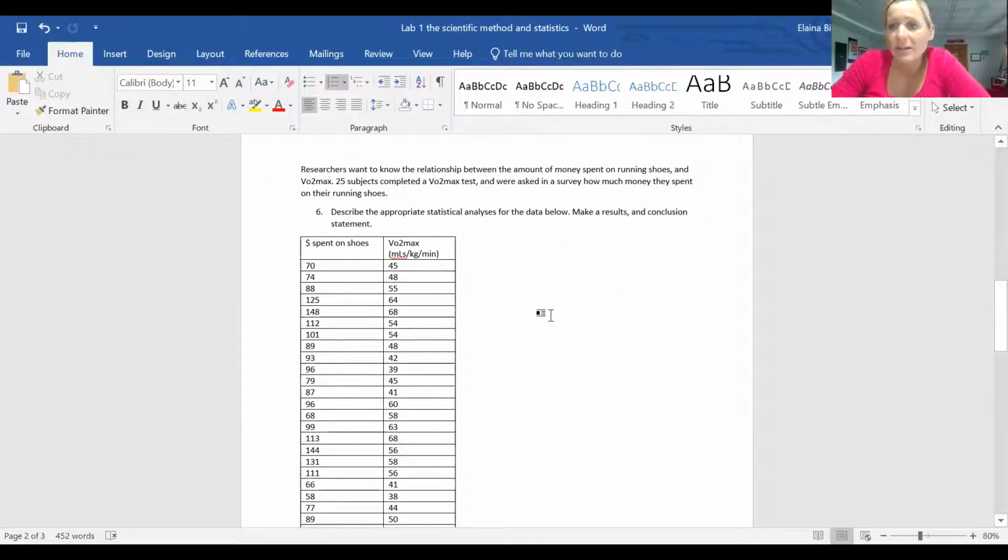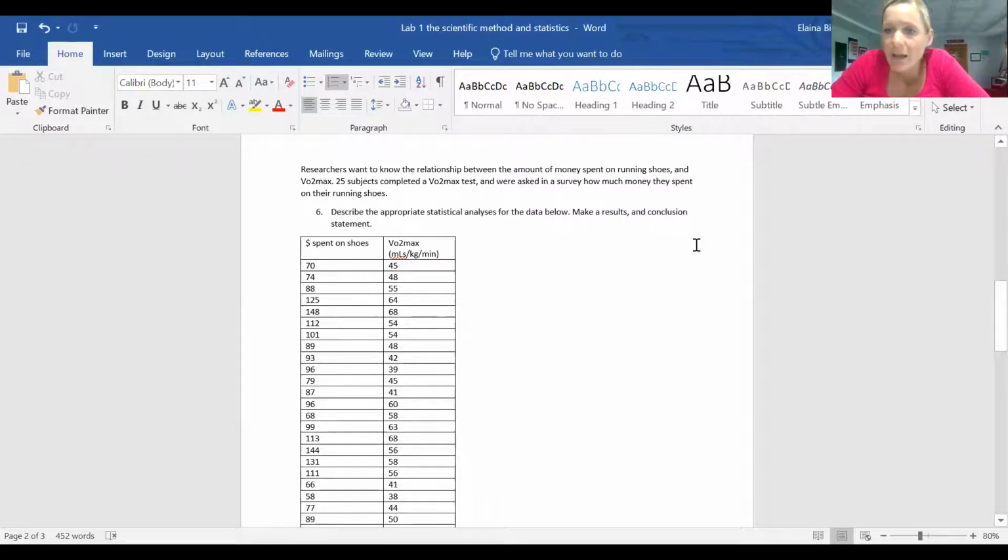But basically, you're going to say X statistical analysis was run, and the results showed that the p-value was 0.03 or something like that. So therefore, we can, don't say we, therefore, researchers have found that there is a significant relationship between money spent on shoes and VO2 max levels. Your conclusion statement then applies that to real life, right?